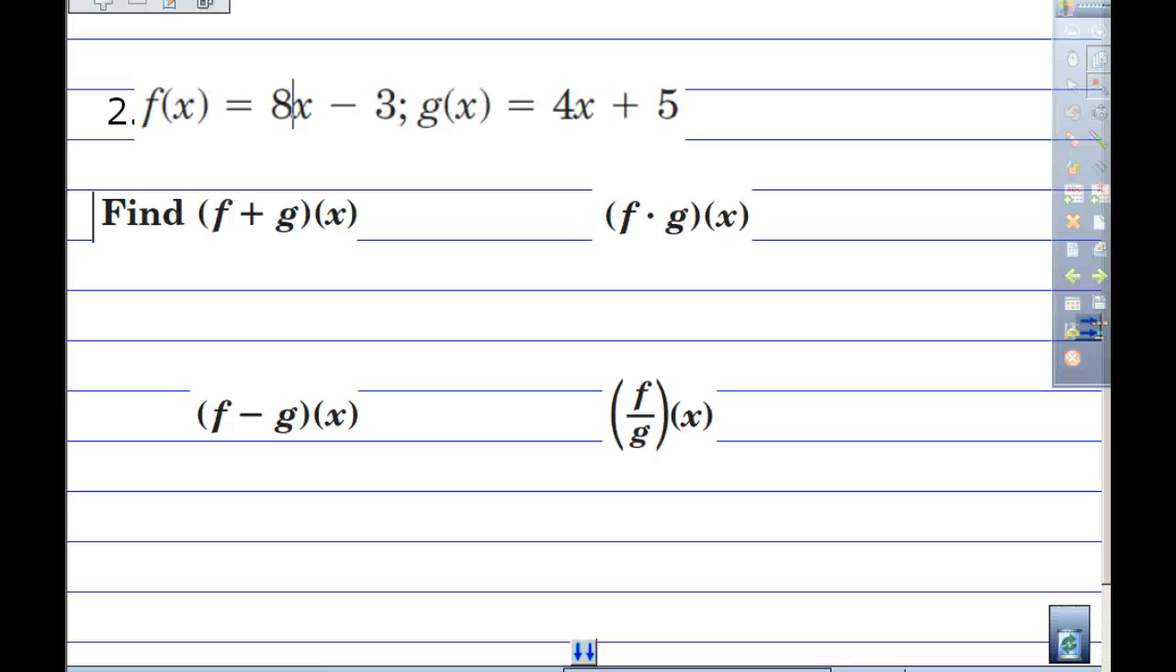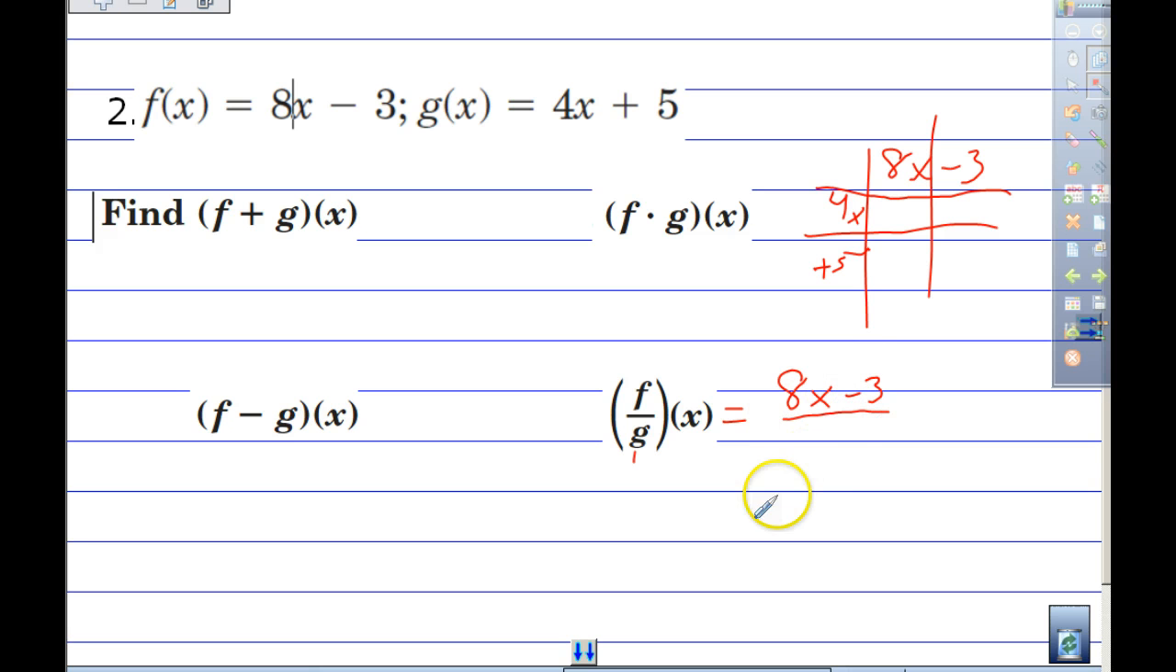Alright, so a little practice again. I'm going to assume for now you guys can add 8x minus 3 and 4x plus 5. For multiplying, you guys can multiply out 8x minus 3 and 4x plus 5. You can draw a box, multiply those out. That's not a problem. But just for the dividing, let's look at the dividing together. All right, f of x, f is on top, as you can see, f's on top. So 8x minus 3 over 4x plus 5.